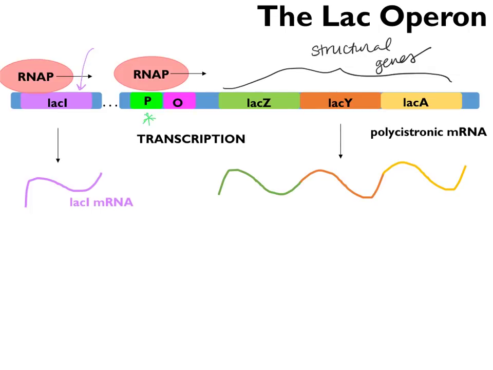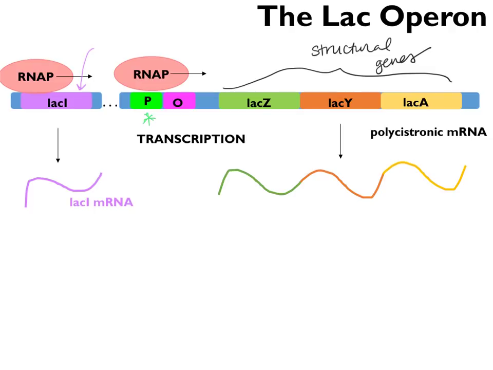We also need to point out the LacI gene. This gene is not specifically on the operon or part of the operon, but it's important because it encodes the repressor protein. The LacI gene is under its own regulatory control, but it's important, again, because the repressor protein is involved in controlling the Lac Operon. If RNA polymerase transcribes the LacI gene, it will result in a LacI mRNA.